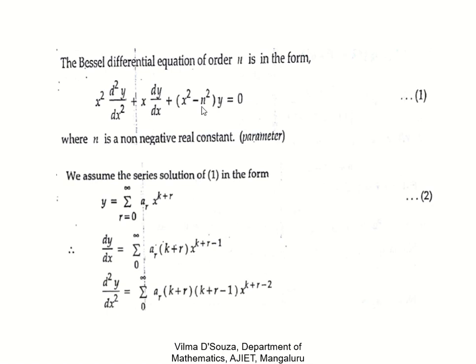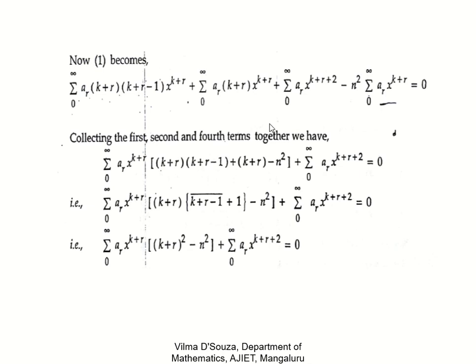Third term, (x square minus n square) into y. So x square into y will be summation a r x to the power k plus r plus 2, minus n square into y, that is summation a r x to the power k plus r. This is equal to 0. So go through this carefully, never miss any x or its power.